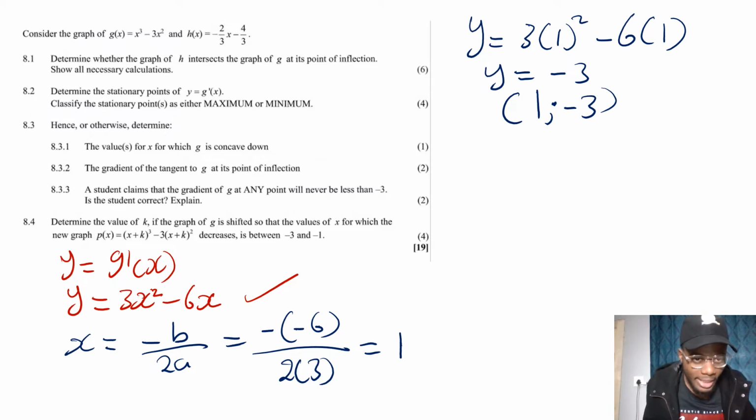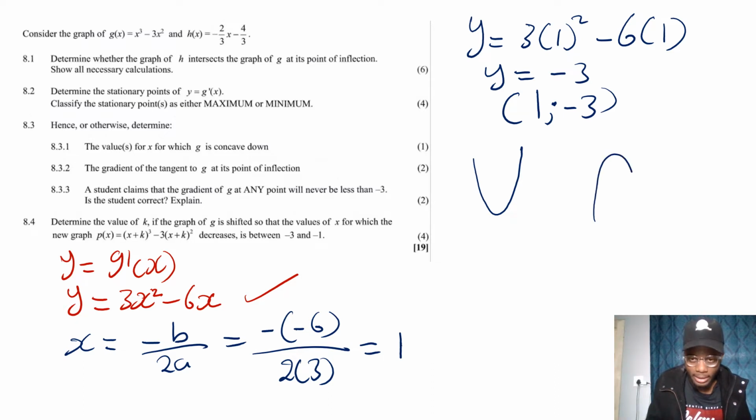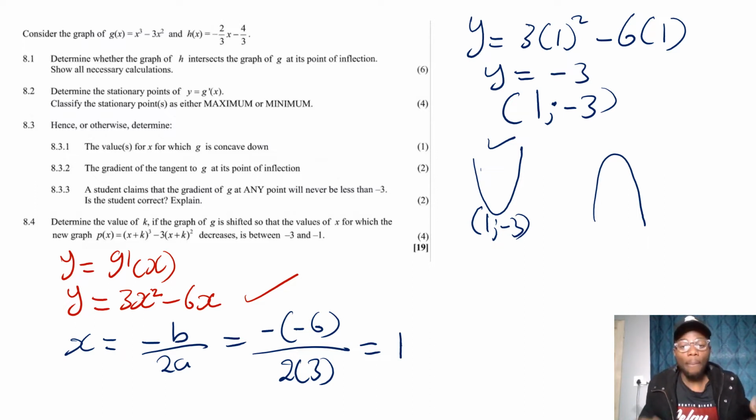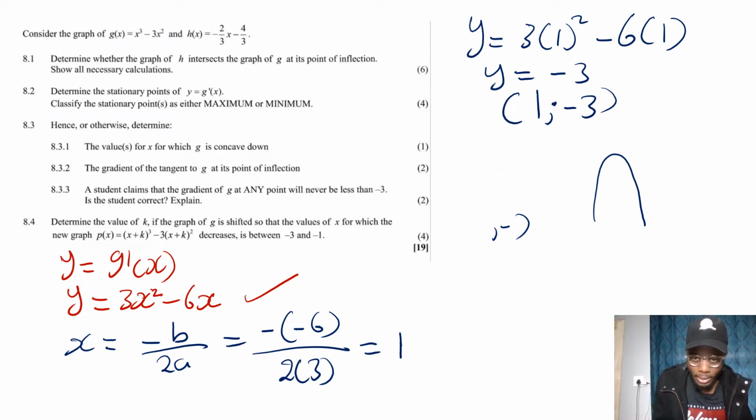It also says to classify the stationary point as either maximum or minimum. So we have to determine whether the stationary point is a minimum or a maximum. If the value of a is negative, the parabola will be like this. Here, the value of a is positive, so obviously our function will be like this, and our turning point will be here. We are having the minimum turning point, or minimum stationary point. So you can come here and say, this is a minimum stationary point.